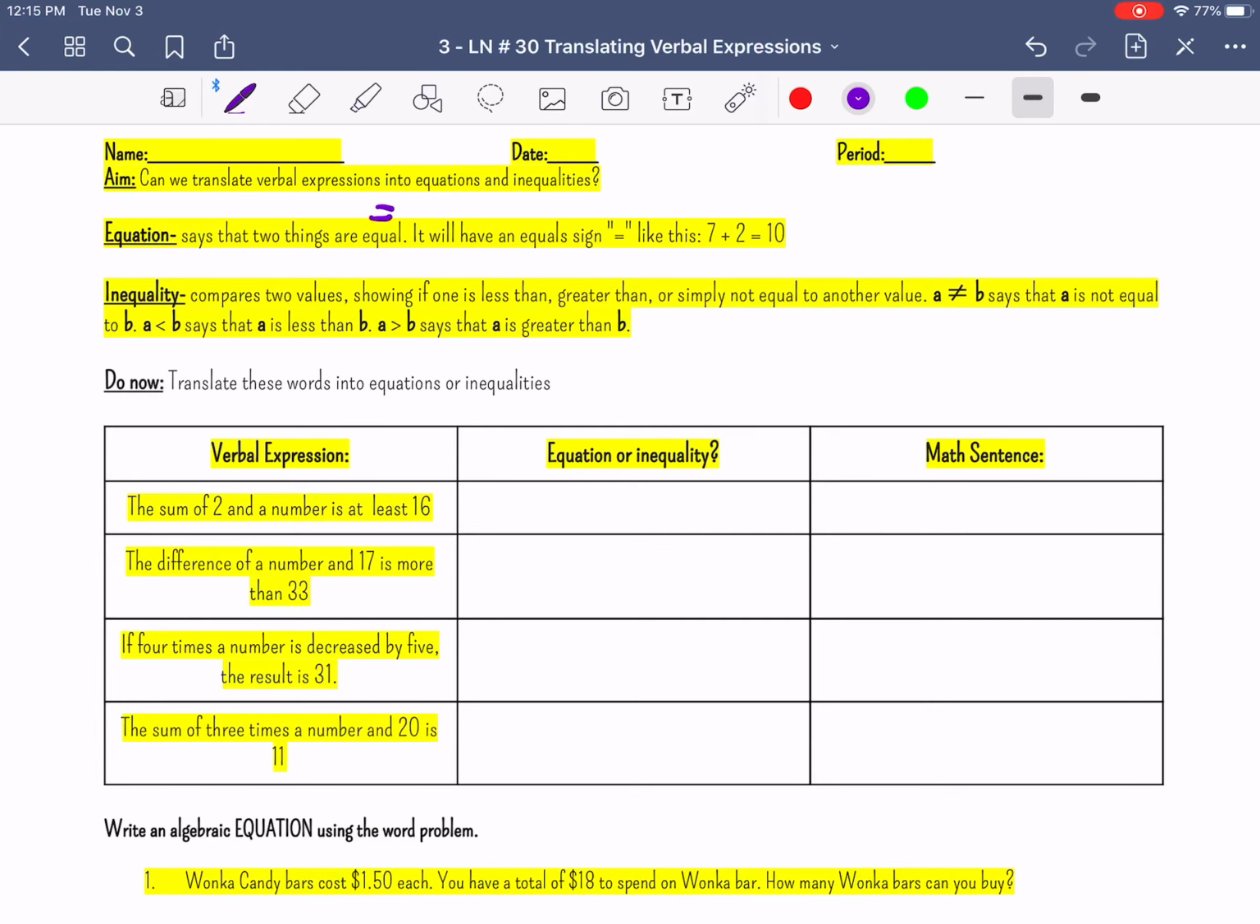Then an inequality compares two values, showing if one is less than, greater than, or simply not equal to another value. So again, that's these signs: less than, greater than, less than or equal to, greater than or equal to, and this sign. So that means that A is not equal to B, so like 3 does not equal 4, right? Because it doesn't equal 4. That's why it's called an inequality. They're unequal. Then we have A is less than B, and A is greater than B. So those are some examples.